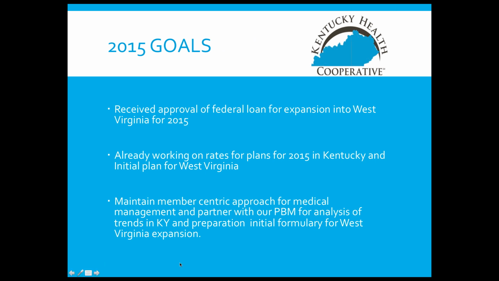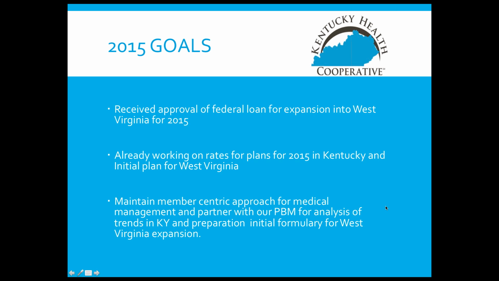And then finally, we have our goals for next year. Last month, we finalized and received federal loan approval for an expansion into West Virginia for 2015. So we're starting all over as far as implementation and milestones for getting entrenched in West Virginia. And that in and of itself will be another long-term commitment for the Kentucky Health Co-op. We are currently working on our rates for both Kentucky and beginning to establish some of those essential health benefit designs for the West Virginia model.